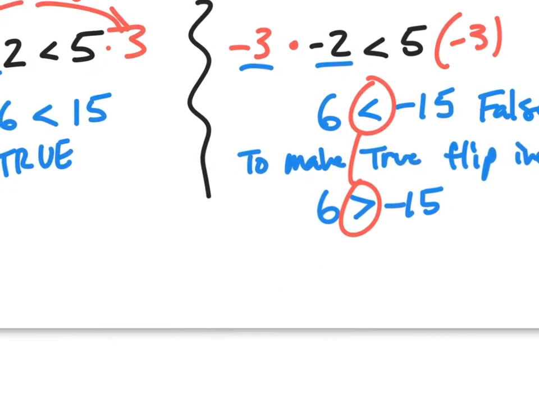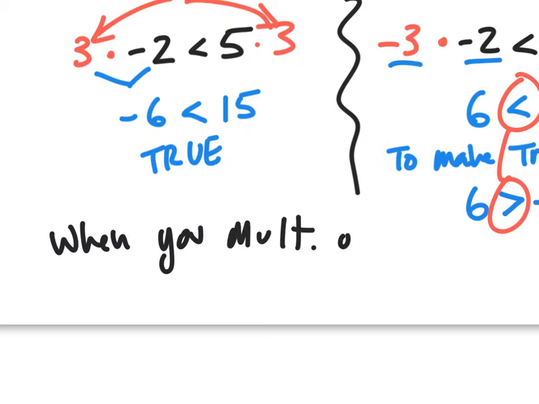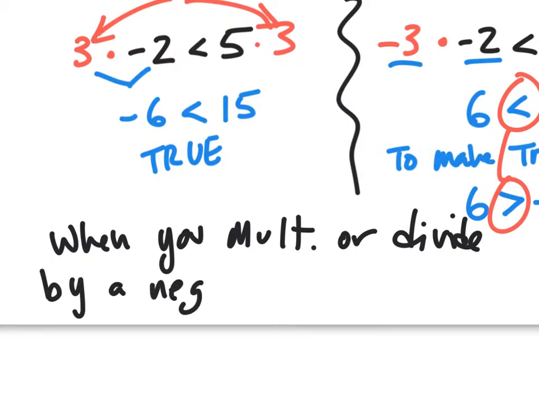So basically, somewhere on your paper, wherever you've got room, when you multiply or divide by a negative, then you must flip the inequality.